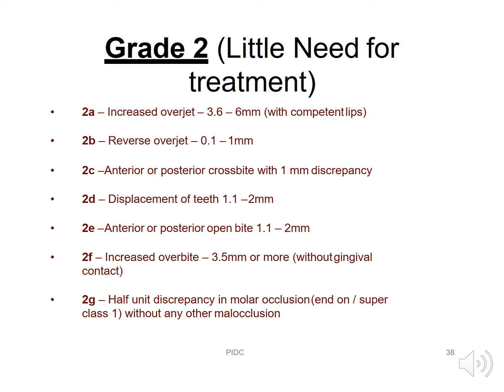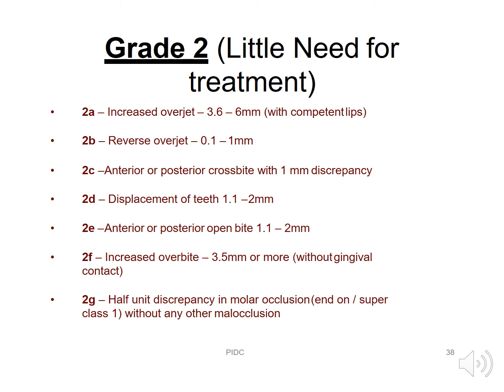For grade number 2, little need for treatment, they have a few scorings for the dental health component. They will have 2A, 2B, 2C, 2D, 2E, 2F, and 2G. So what is 2A? 2A is increased overjet, and the range of the overjet is within 3.6 to 6 mm with competent lips. 2B is reverse overjet, and the reverse overjet is within 0.1 to 1 mm.